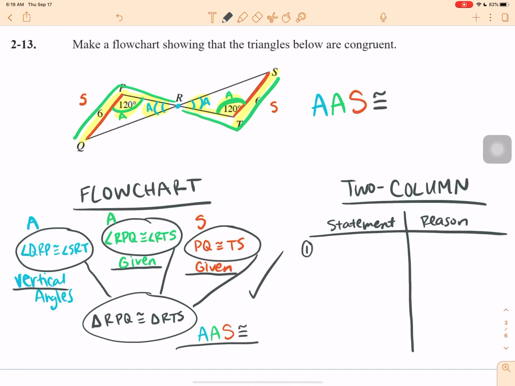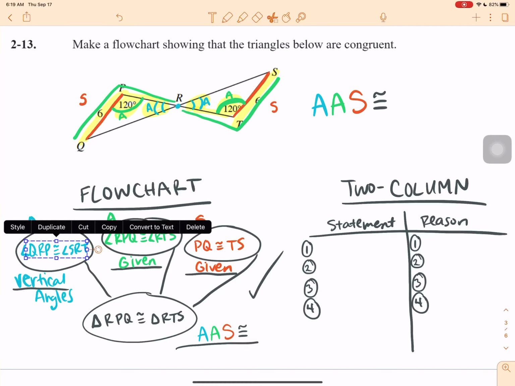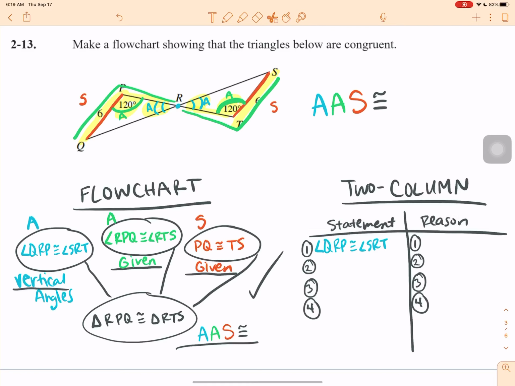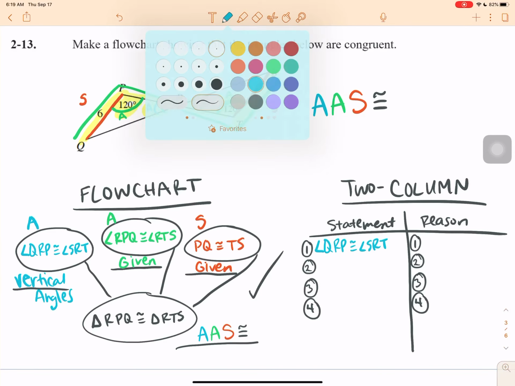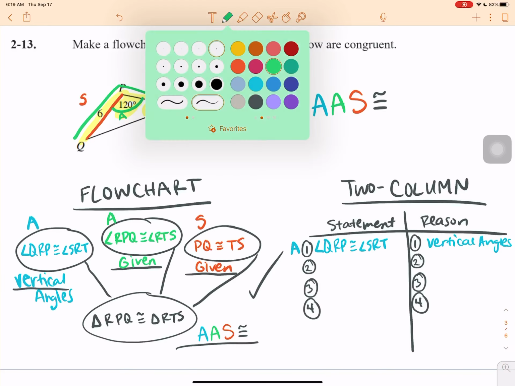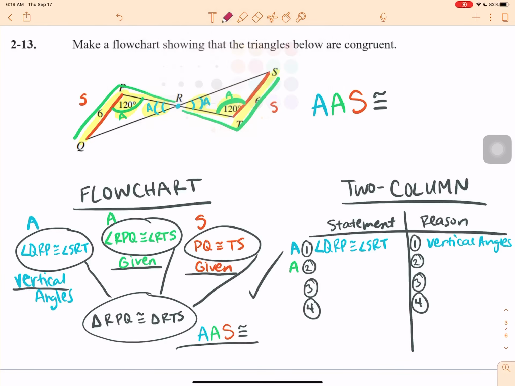Now I'm going to quickly fill in the 2-column proof from this information. Okay, from that same information there. So the first one we said that these two angles were congruent because they are vertical angles. So you guys notice in the 2-column proof, I'm also going to follow the order of the angle, angle, side. Okay? So then we have this angle here.